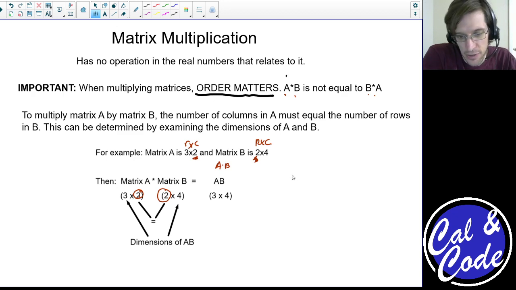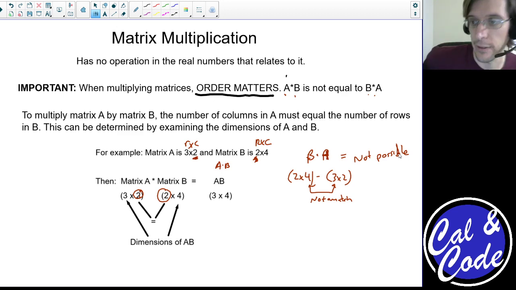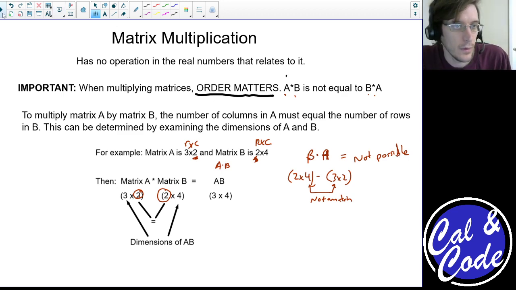Now, just to check things out, could I multiply B times A? Think about that. B, remember, is 2 by 4. A is 3 by 2. And this time, those two dimensions do not match. This is not a match, and in that case, I cannot do this. This is not possible. So order does in fact matter here. All right, let's move forward.